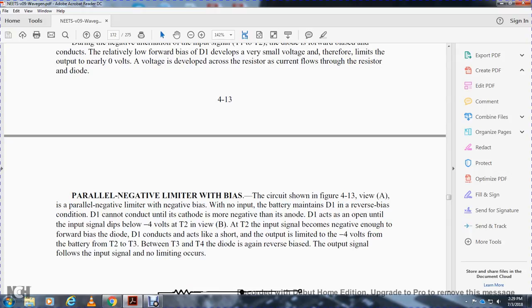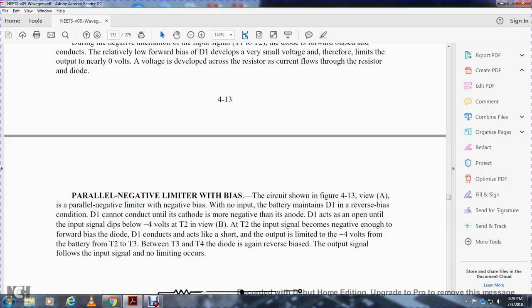The circuit shown in figure 4-13, view A, is a parallel negative limiter with a negative bias. With no input, the battery maintains diode 1 in a reverse-bias condition. Diode 1 cannot conduct until the cathode is more negative than the anode, which happens when the input signal dips below negative 4 volts at time interval 2.